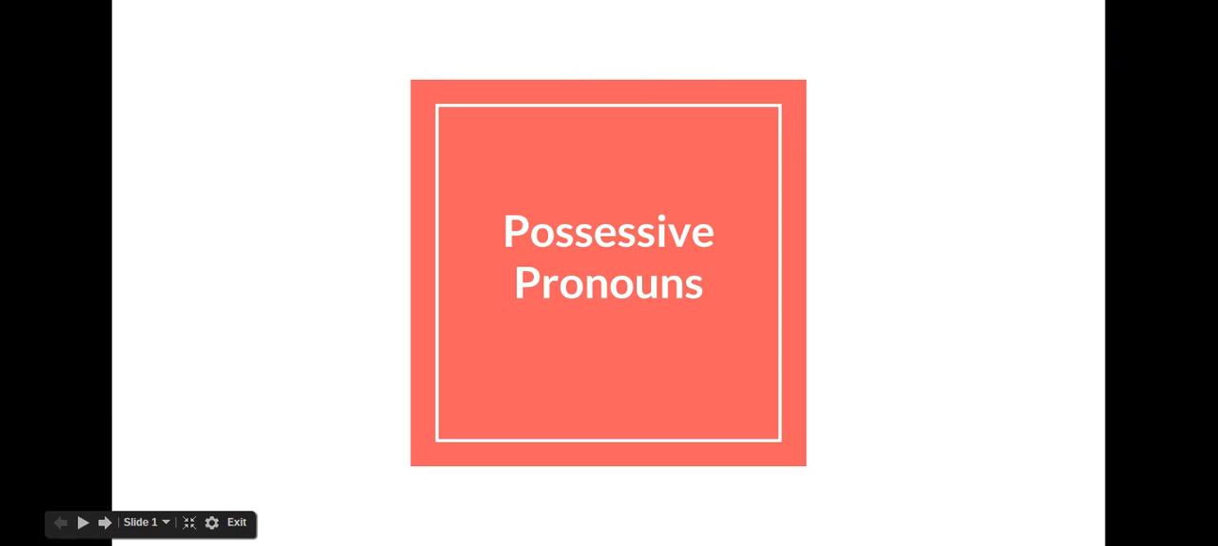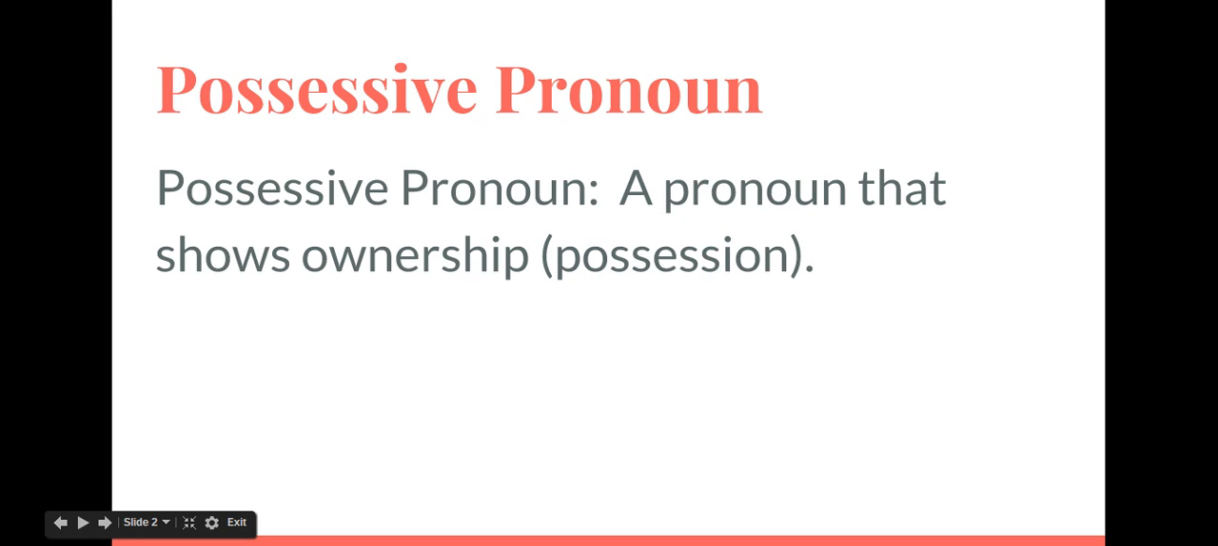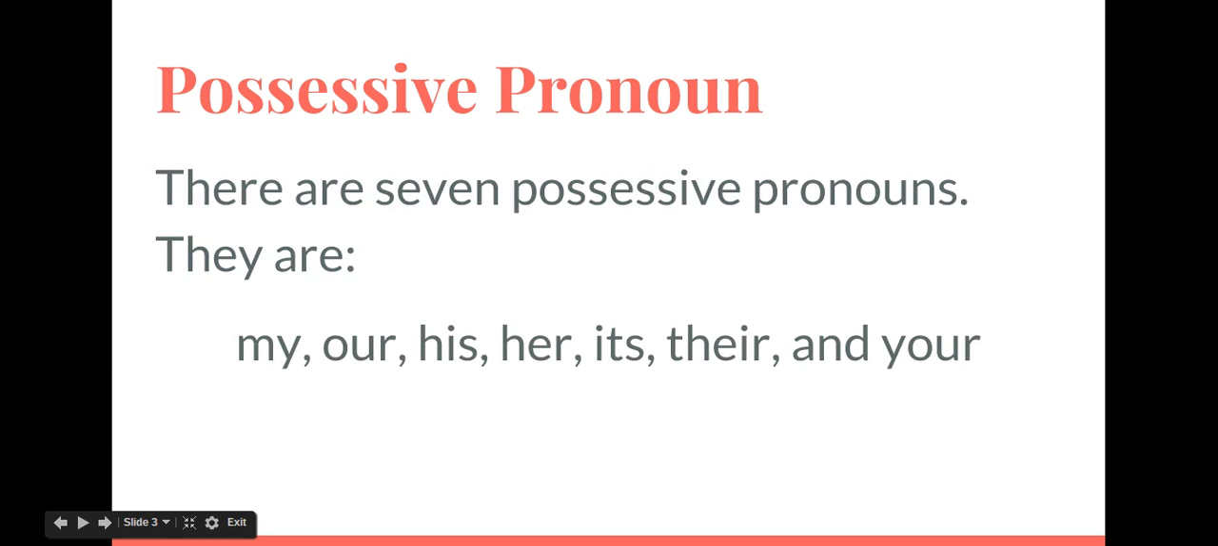Okay, today we're going to talk about possessive pronouns. But first, let's remind ourselves, what is a pronoun? A pronoun takes the place of a noun. A possessive pronoun is a pronoun that shows ownership or possession, hence possessive pronoun. There are 7 possessive pronouns. They are my and our, his and her, it and their and your.